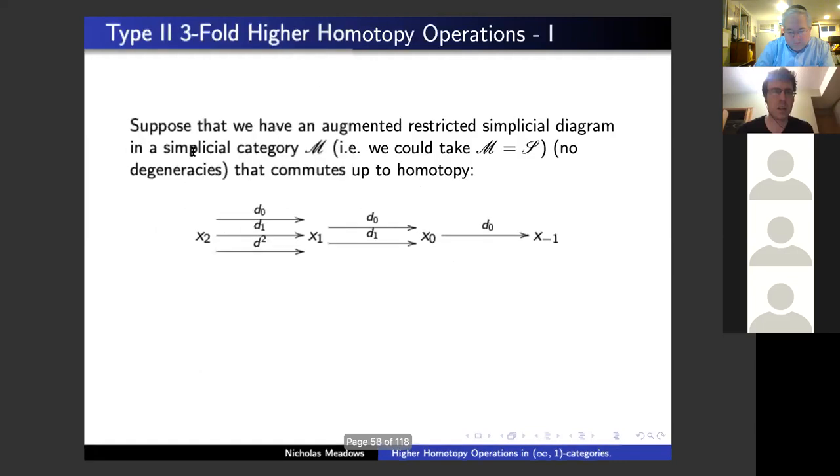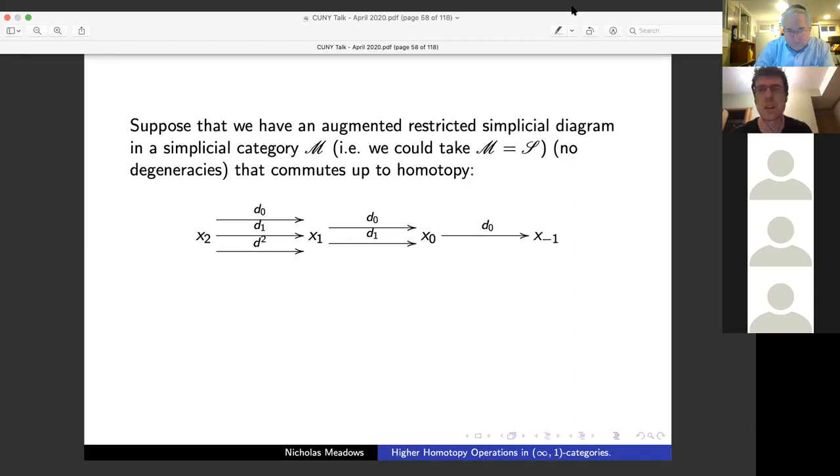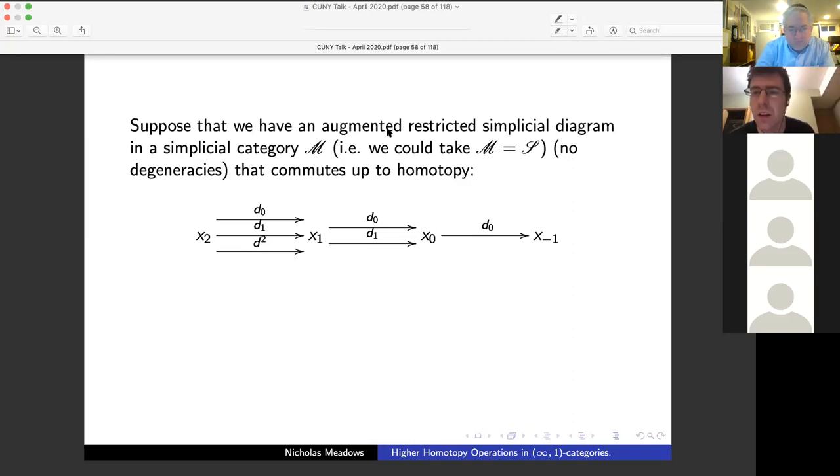Now we kind of come to the notion of a type. Oh, more chat. Somebody's okay.